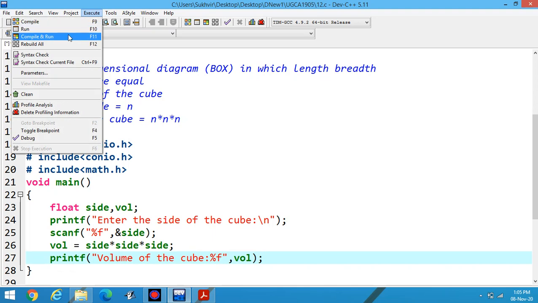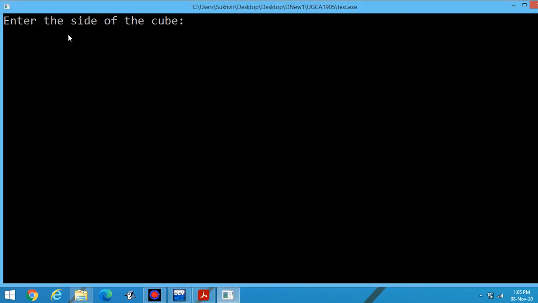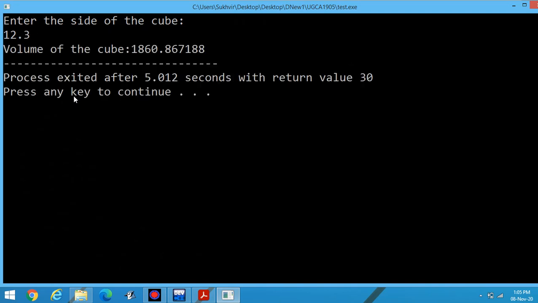Now execute the program. Suppose I am entering 12.3. I can print the volume of the cube 1860.867188, whatever the value is there.